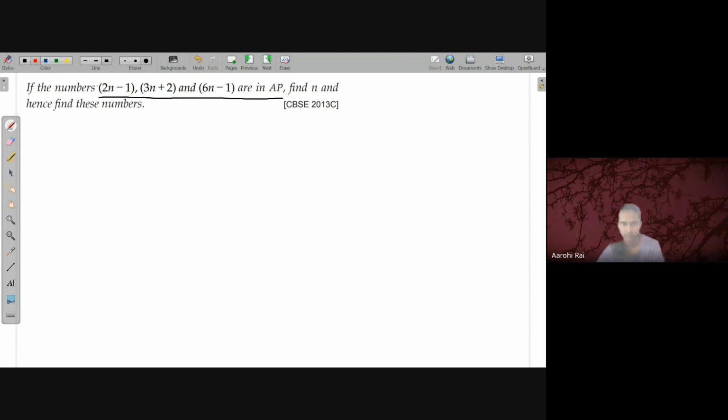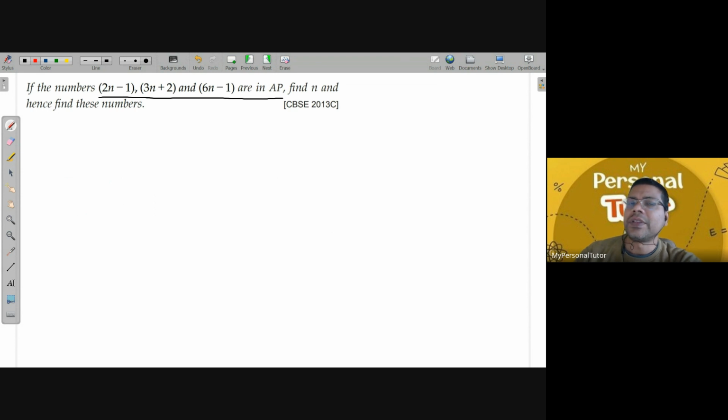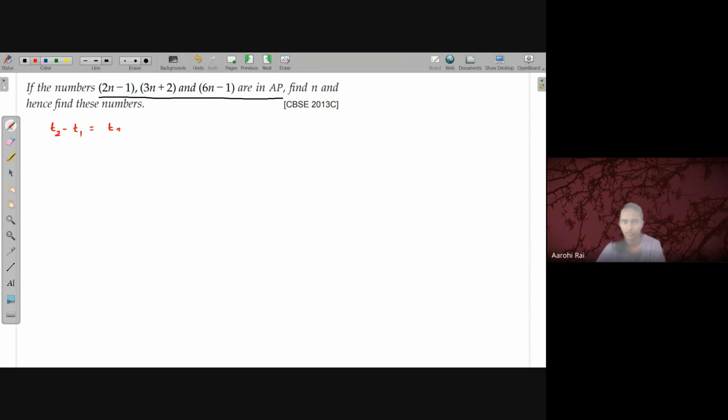Yes, sir. So if we know that three terms are given to us in AP, the common difference will remain the same. So common difference, how do we find it? Second term minus first term, right, Arohi? Yes, sir. But I can write the same thing with the third term minus second term. Yes or no, Arohi? Yes, sir.